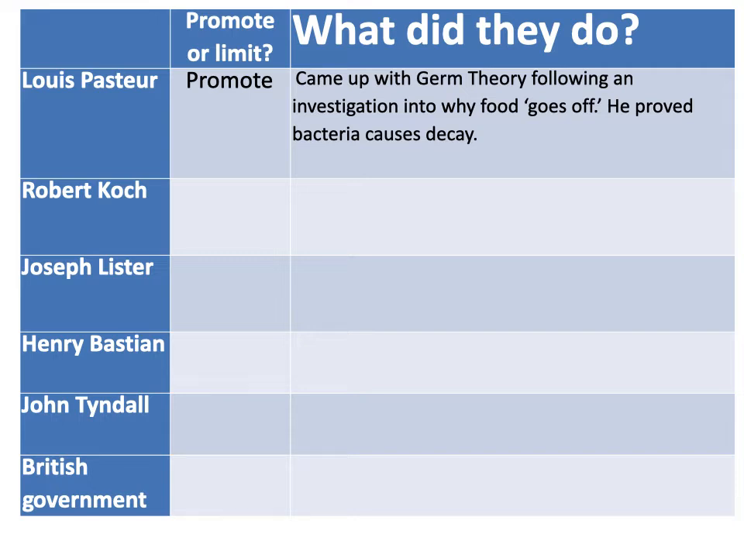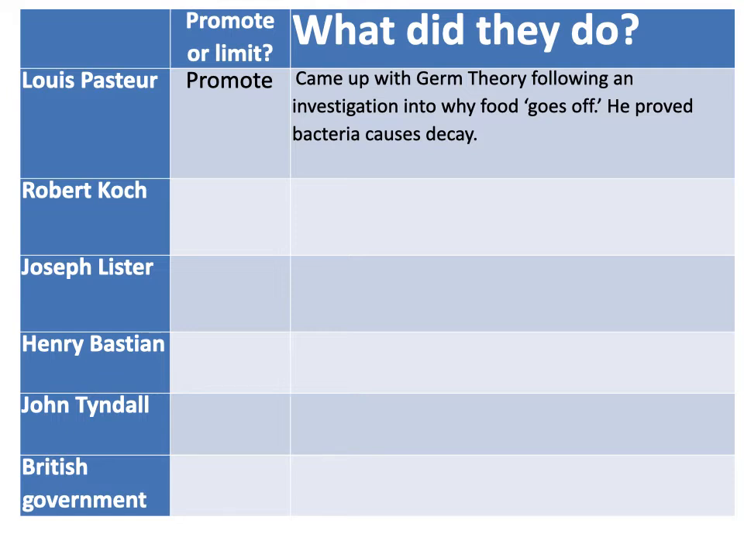Now, of course, Robert Koch promoted germ theory. What did he do? He is the one who developed germ theory further by identifying the specific microbe which caused a specific disease. Joseph Lister also promoted germ theory. He was incredibly important in the development of antiseptic and aseptic surgery. So he was using germ theory to help the problem of infection within surgeries.